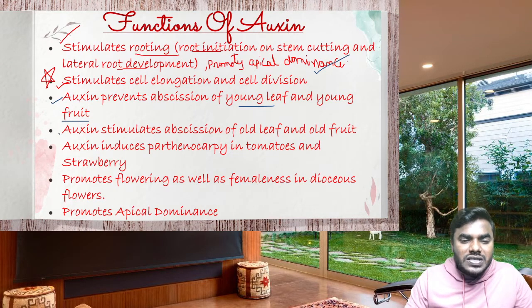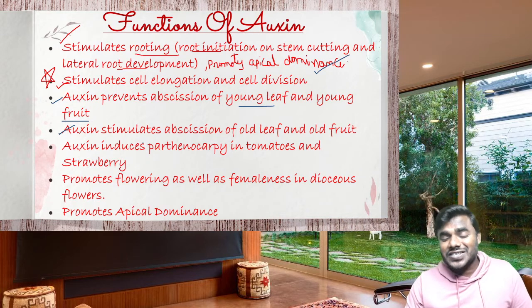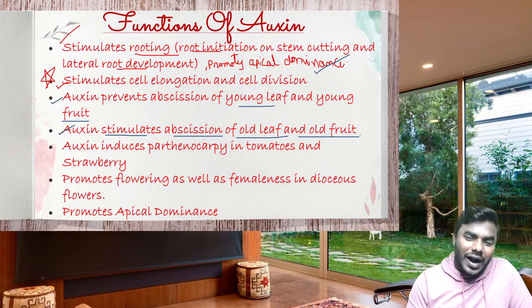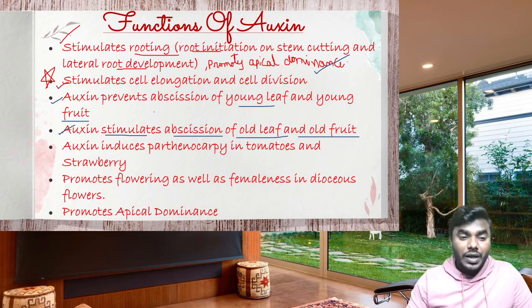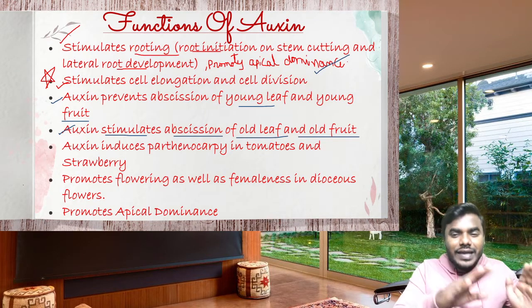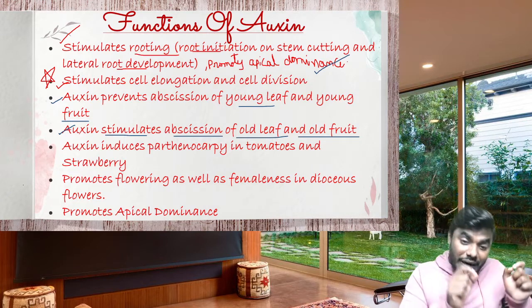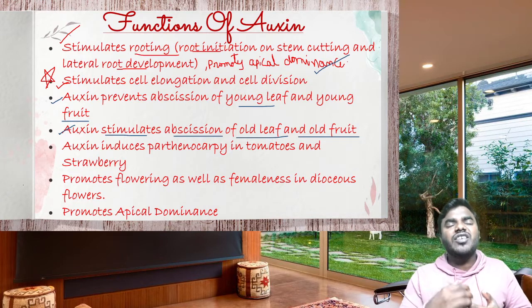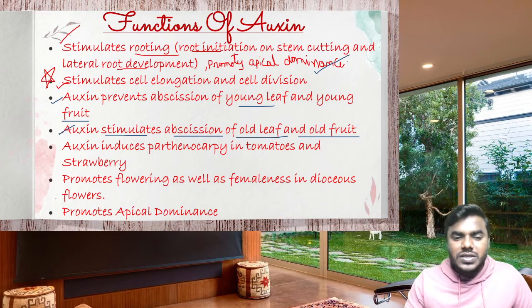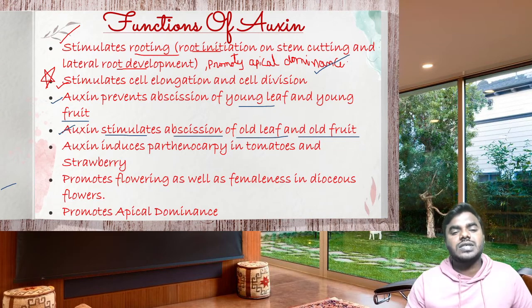Next one, auxin, see the interesting point. Auxin only stimulates the abscission of the old leaf and old fruit. What do I mean by that? Which means auxin prevents young leaf and young fruit from falling. But auxin stimulates abscission once the leaf becomes mature and older, when it has to fall down. Then only the new one will come. That process also can be mediated by auxin only. Auxin stimulates abscission of old leaf and old fruit. Please kindly don't forget this statement.